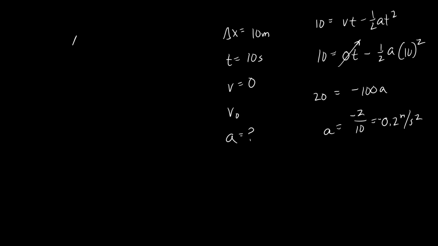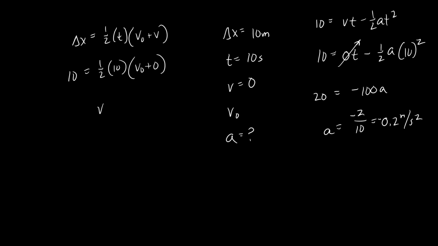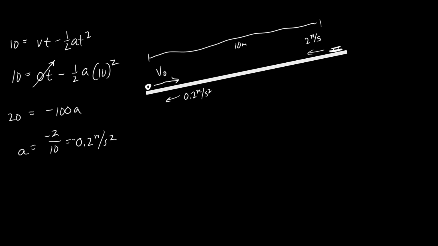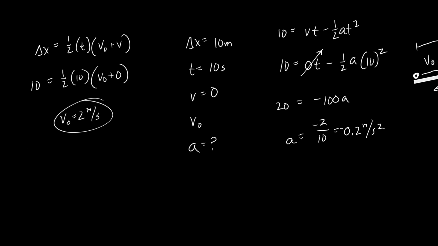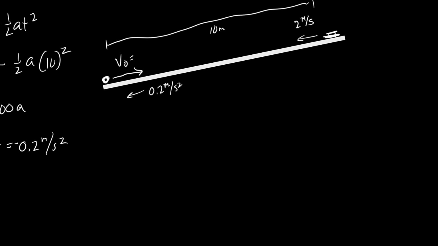So I'll use delta x equals 1/2 t (v naught plus v) to figure out what the initial velocity of the ball was. So 10 equals 1/2 of 10 (v naught plus 0). So v naught equals 2 meters per second. Is that okay? Back to over here. Wait, okay. Okay, back to over here. This is 2 meters per second.